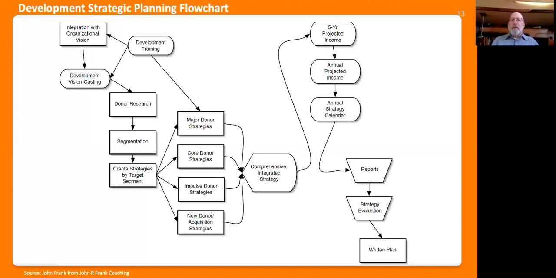We look at some people, they're better off budgeting a little bit every month. Those are core donors. Impulse donors, they don't plan. And then new donors. So what I'm saying in a comprehensive integrated strategy is to try to have some strategy, at least one, for each one of these relationships.